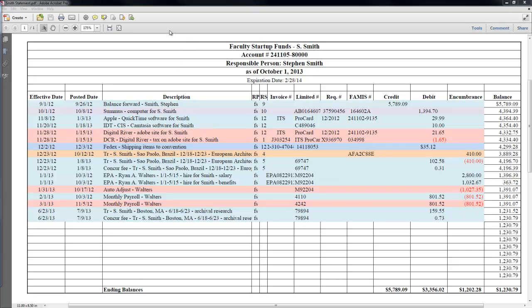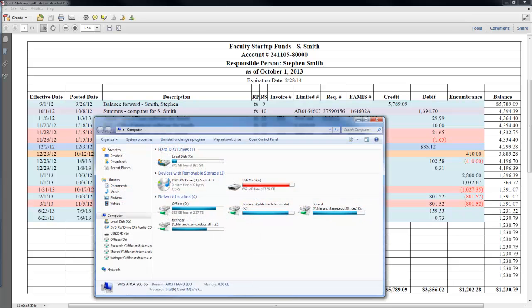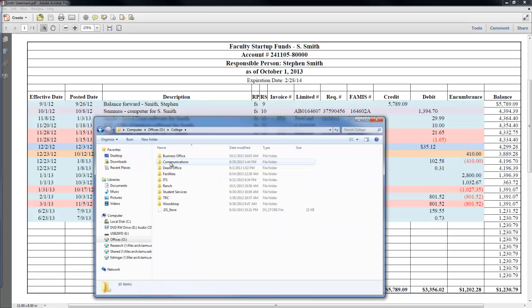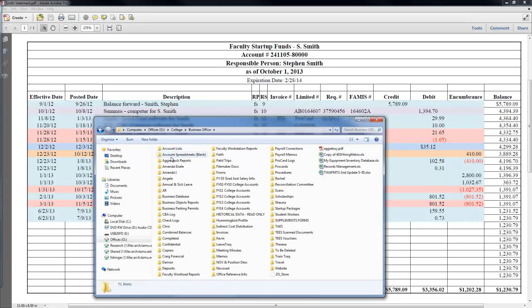Also, if you'd like to see an updated version of your statement at any time without waiting for it to be mailed to you, you can see it at your convenience in the Business Office folder. You can get there by going to Computer, then Offices, then College, then Business Office. Then you want to find the fiscal year that you want, and as a reminder, the fiscal year runs from 9/1 to 8/31, so 9/1/13 is the beginning of FY14.